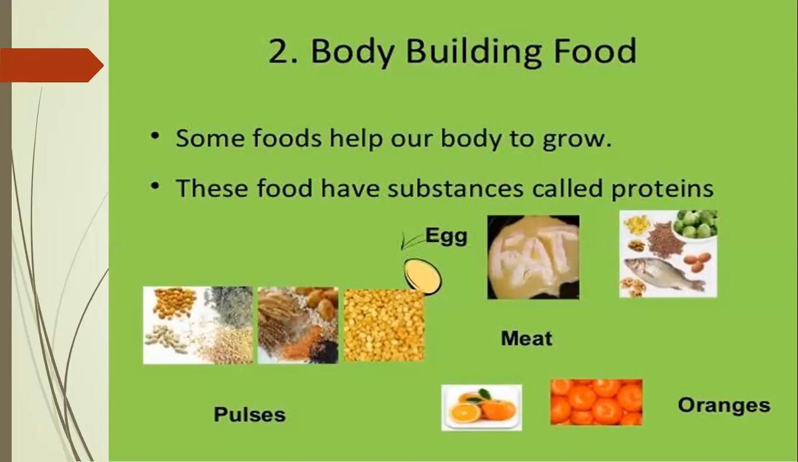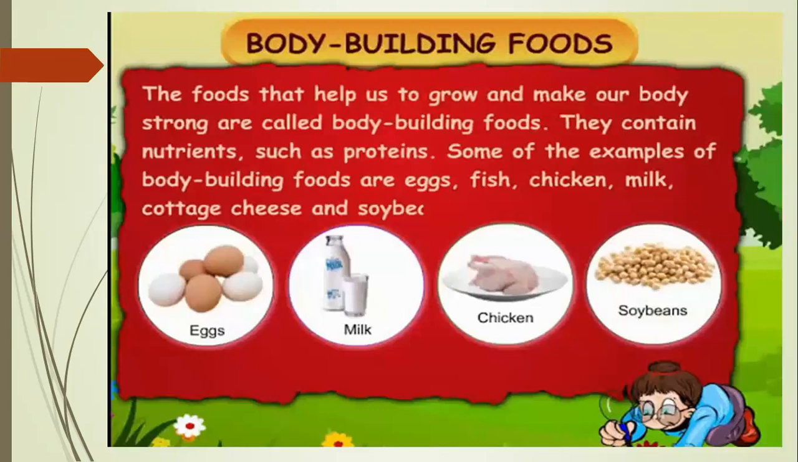Okay, children, so can we move to the next slide? Yes. Here also they have given examples. The foods that help us to grow and make our body strong are called bodybuilding foods. They contain nutrients such as proteins. Some examples of bodybuilding foods are egg, fish, chicken, milk, cottage cheese, and soya bean.